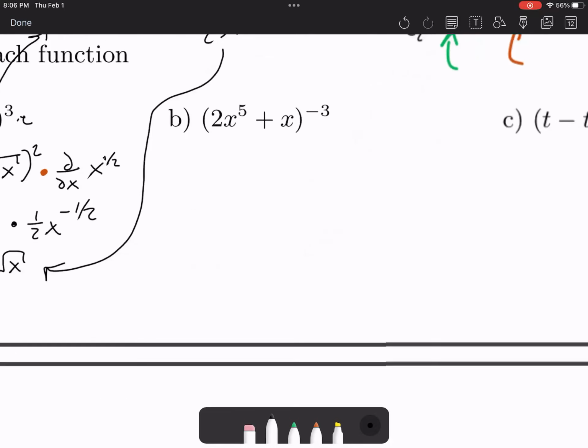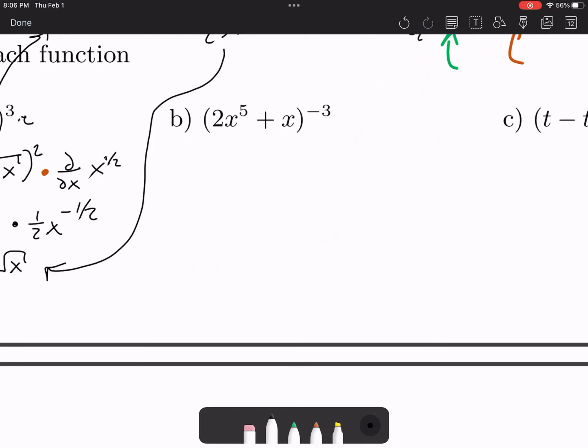All right, let's keep going. This time a little bit faster. If I wanted to differentiate this function, I've got something to the minus 3. So the derivative will be minus 3, that something, now to the minus 4. We will then multiply by the derivative of that something. So by 10x to the 4th plus a 1.